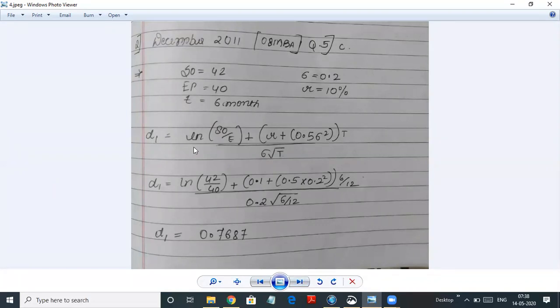So find value of D1, natural log of S naught, that is 42 divided by E 40 bracket plus R 10%, that is 0.1 plus 0.5 into standard deviation square, so 0.2 square bracket complete into time, that is 6 by 12. The whole divided by 0.2 into square root of 6 by 12. So I told you first you solve this and then you open this bracket and multiply with 6 by 12 and then add it. So in the previous sum I showed you each step by step. So you get the D1 value as 0.7687 if you solve this particular equation.